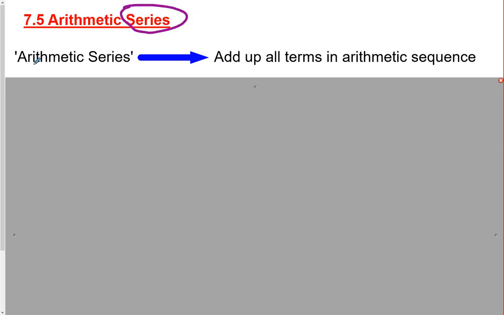So what is an arithmetic series? Well, an arithmetic series is a lot like an arithmetic sequence, except you're adding up all the terms. So instead of just listing them, now we're going to add them up. This is actually much more useful because most of the time you're going to want to know the total sum of your terms.